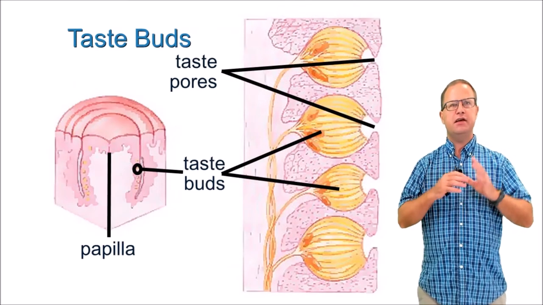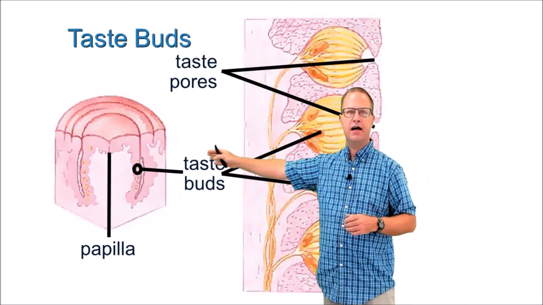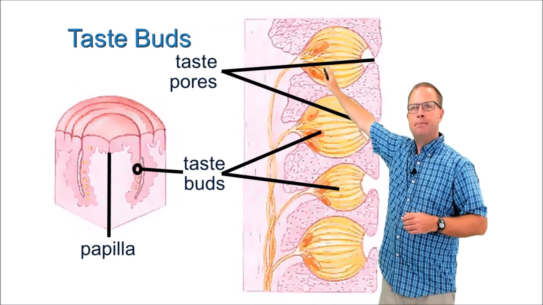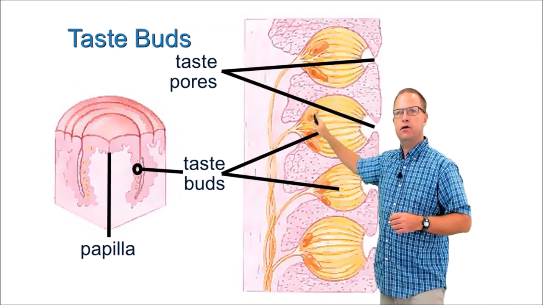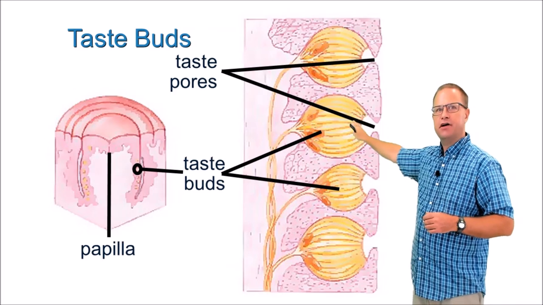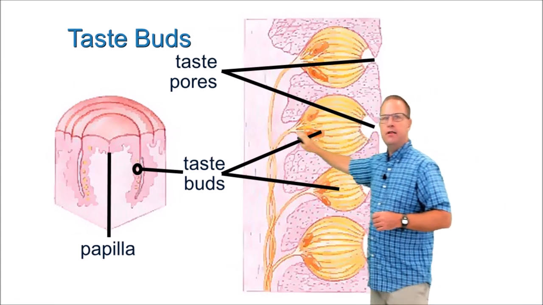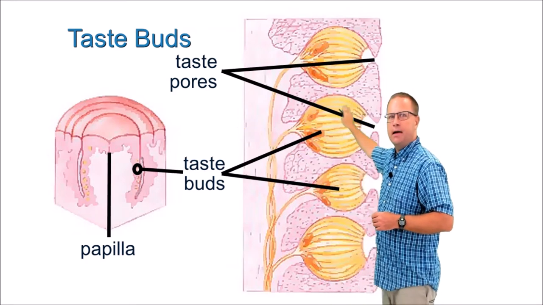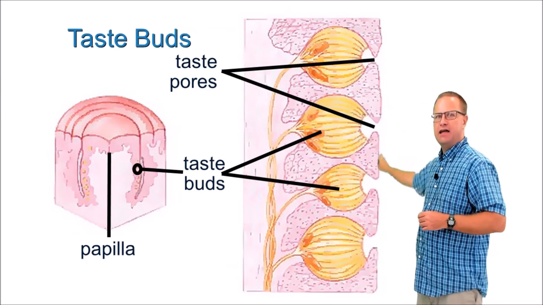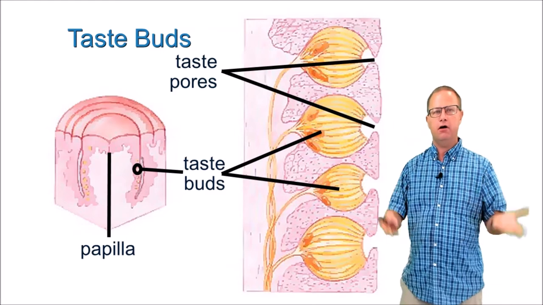So here you can see one of these papillae on the left-hand side. And if we look at the side of that papilla, we would have these little bitty crypts in there called taste buds. And the taste buds are connected to the outside in here through something called a taste pore. Now, the taste buds are basically immersed in a moat of saliva right there that is helping to dissolve the tastant molecules.